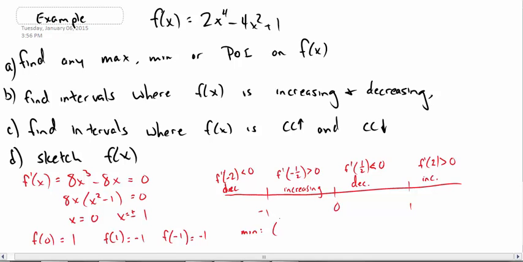So we have a minimum at 1, negative 1, and negative 1, negative 1. And we have a maximum at 0, 1. And we also know that this curve is decreasing on the interval negative infinity to negative 1.